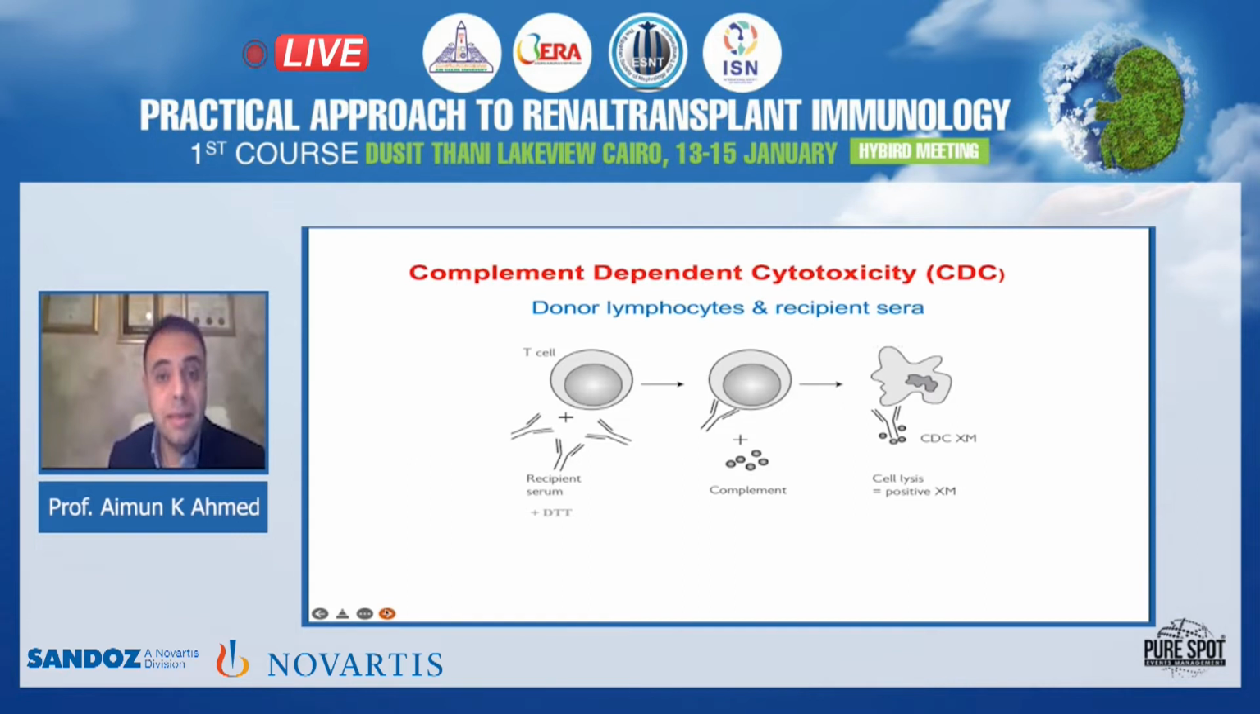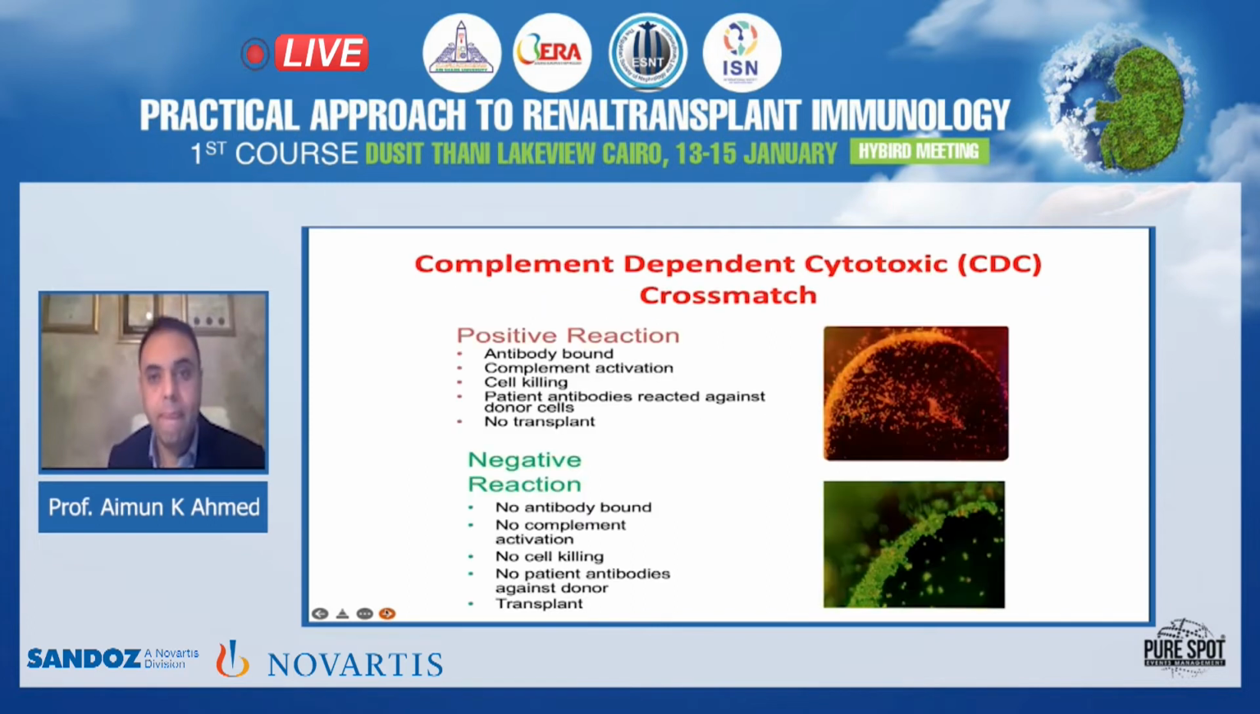So the CDC uses the donor lymphocyte and the recipient serum in the presence of complement. And if there is lysis of the cell, there will be a positive cross-match and transplantation cannot happen. So positive reaction: antibody bound, complement activation, cell killing, no transplant. While in a negative reaction: no antibody bound, no complement activation, and no cell killing. So no patient antibody against the donor, basically. It's like a transplantation test tube.